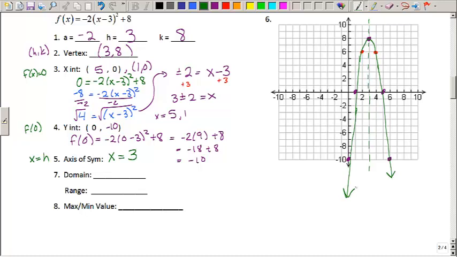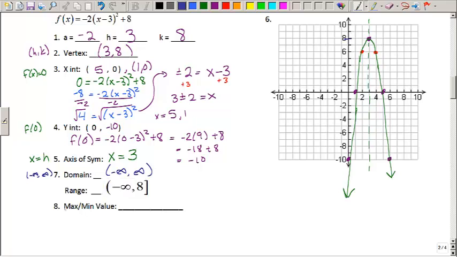From here I can find the domain and the range. My domain is always going to be negative infinity to positive infinity. And my range, because my arrows are pointing downward, I know that I can go down forever. That's negative infinity. Comma, how high can you go? Well, the highest value you can reach is at your vertex, which is 8.